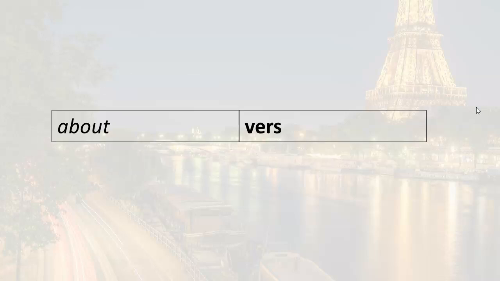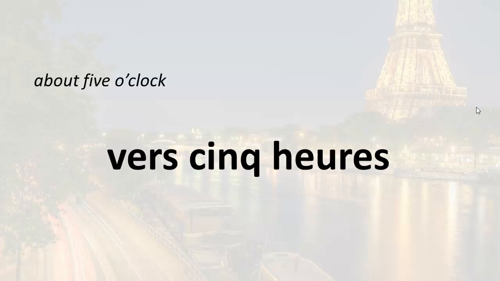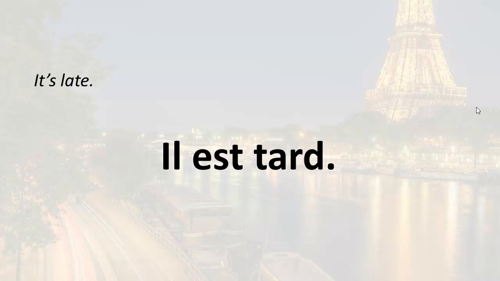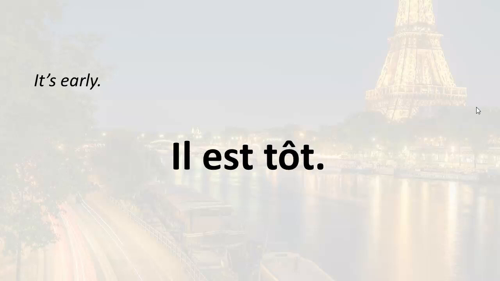About, referring to time, would be vers. So about 5 o'clock would be vers 5 heures. Late is tard and early is tôt. If you want to say it's late, il est tard. It's early, il est tôt.